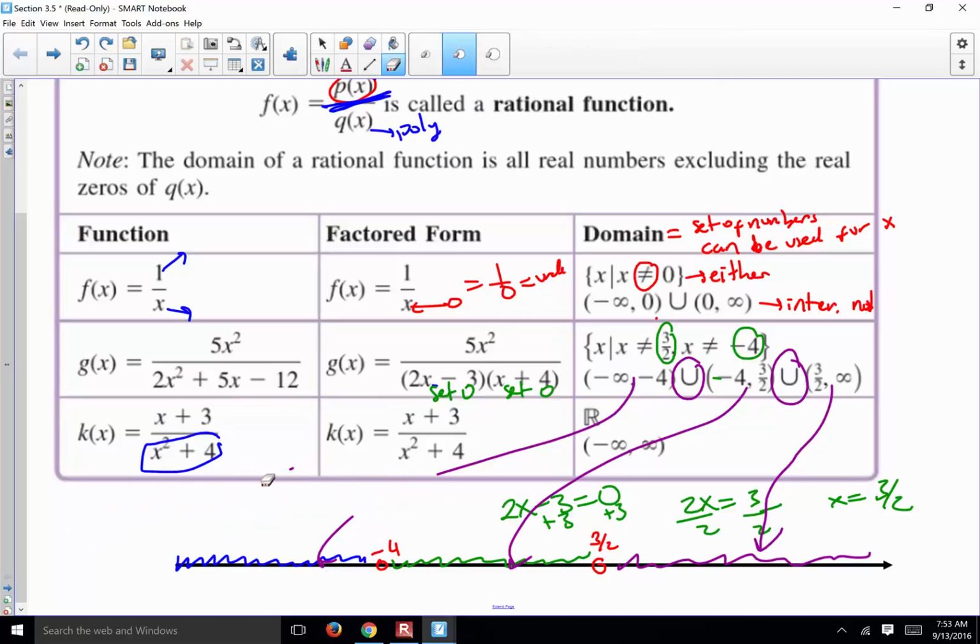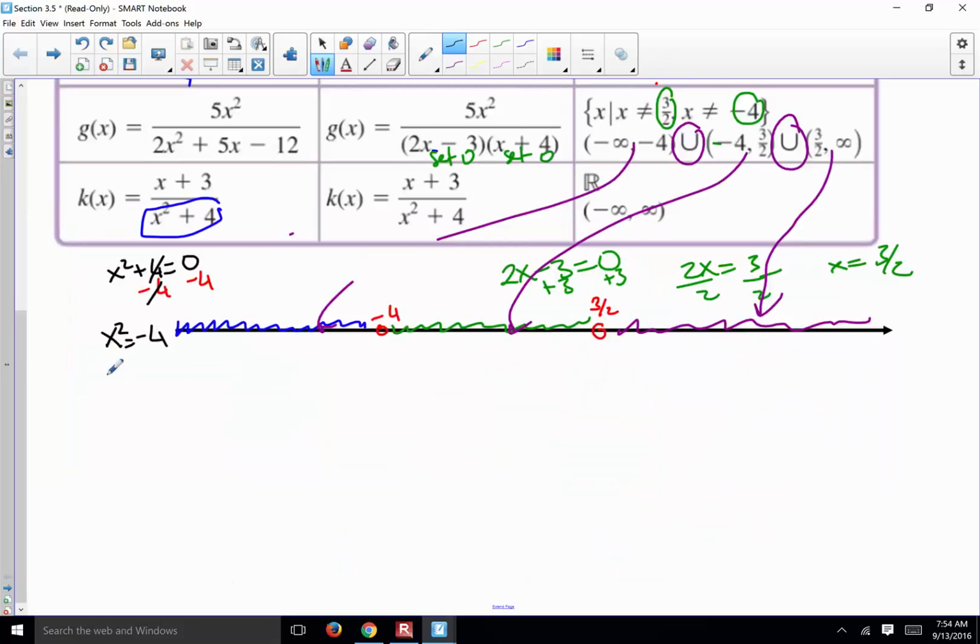Alright, we cannot factor it, but at least can we still set it to 0 and solve? Are there any values making this 0? Maybe there are. Just subtract 4. And x squared equals minus 4. And I take the square root of both sides, right? And we get x equals plus minus 2. Agree?